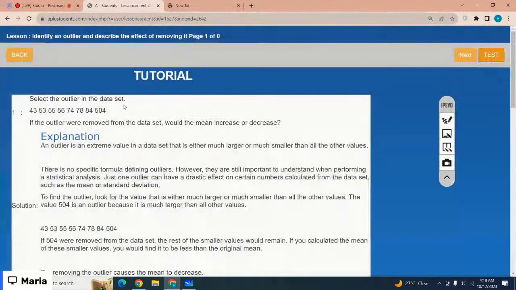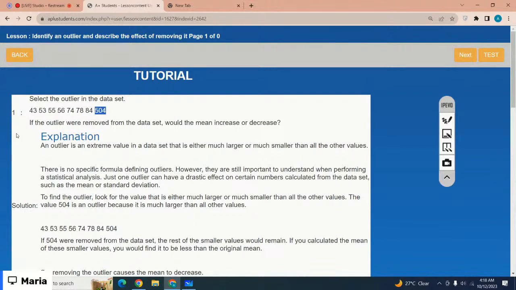Okay, let's read here. An outlier is an extreme value. Select the outlier in the data: 43, 53, 55, 56, 74, 78, 84, and 504, right? So you can see all the numbers are below 100, other than 504. This is the only number that is in the hundreds. The rest of the numbers are less than 100. So that is the outlier, a high enough value. Got it?